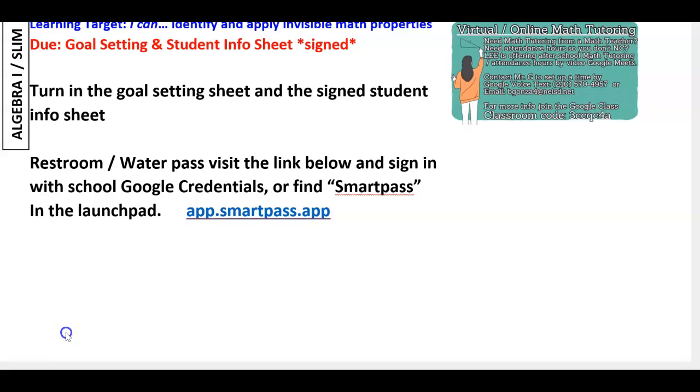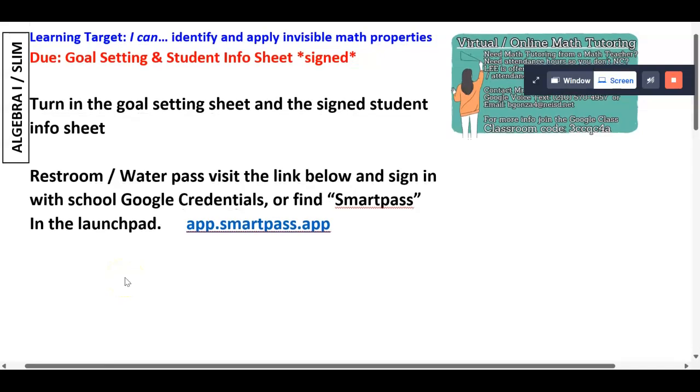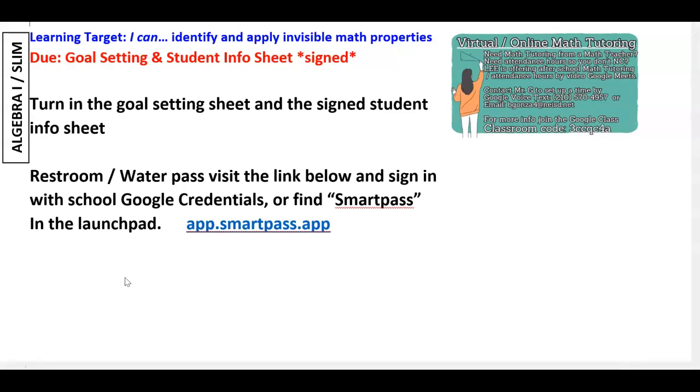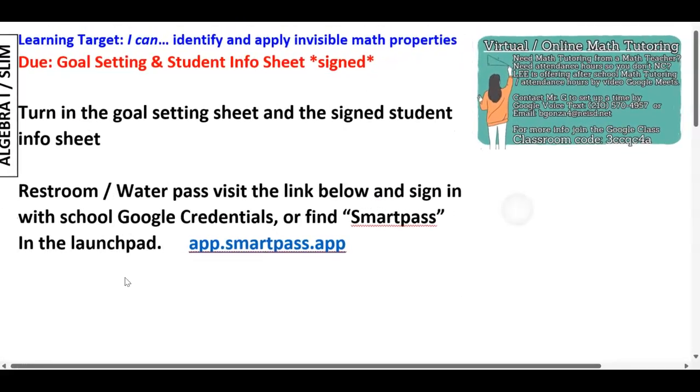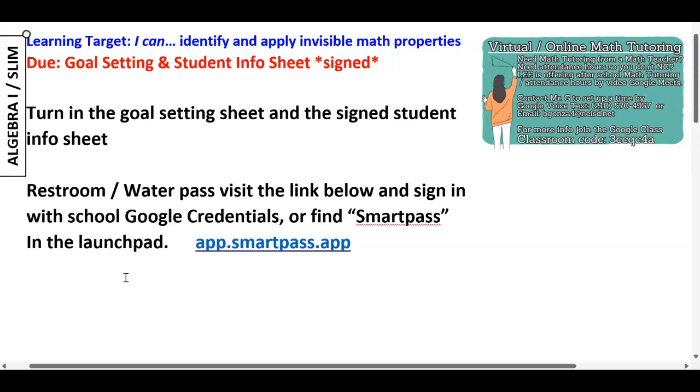All right, so day 2. Yesterday we talked about the syllabus and we talked about the goal setting sheet. So you know the expectations of the class, and you did your goal setting. You turned that in. Today you turned in your student info sheet. Everything's great. And today we are going to be talking about invisible math.